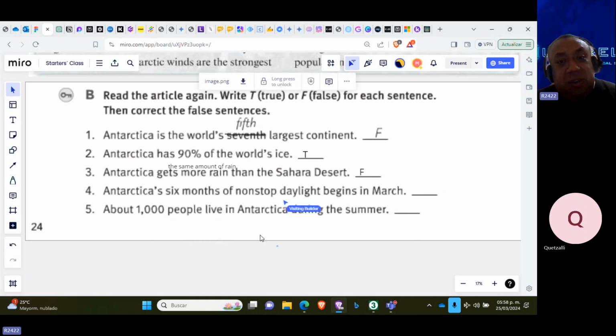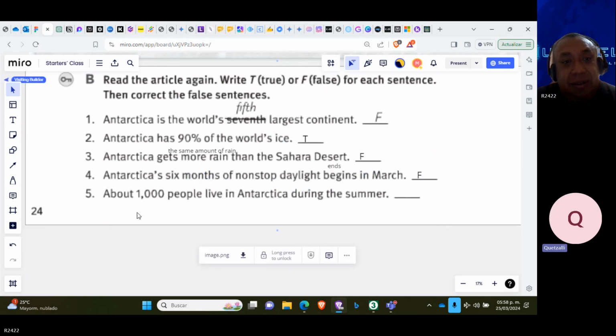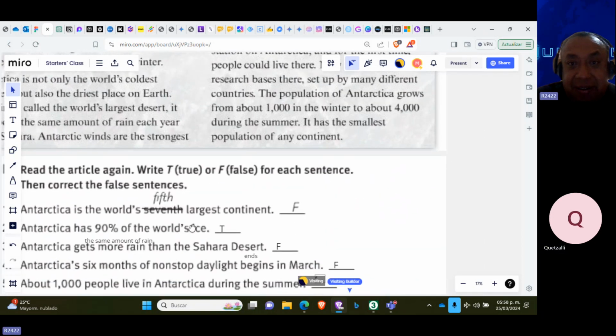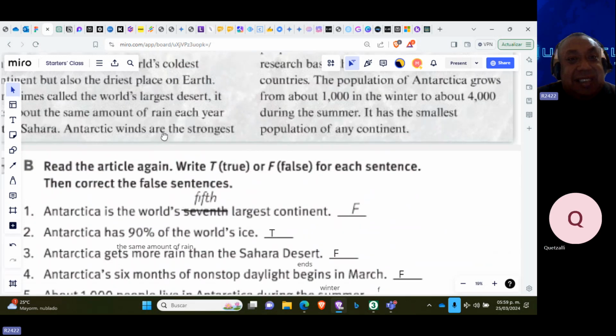Antarctica's 6 months of non-stop day begins in March. No, false. It ends in March. Exactly, it ends in March. Very good. About 1,000 people live in Antarctica during the summer. It's false, okay? During the winter. During the winter, exactly. Good, Casali. Perfect.